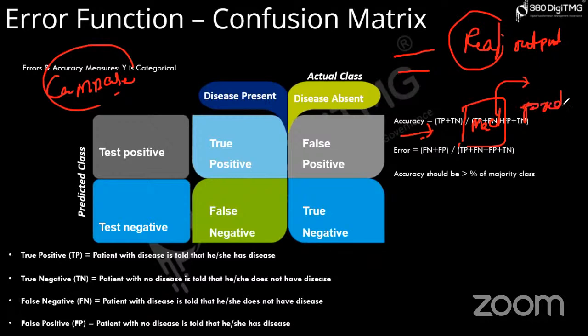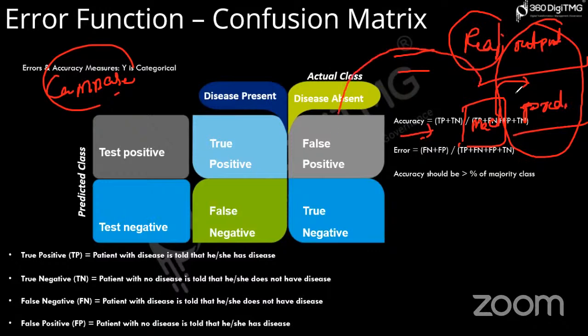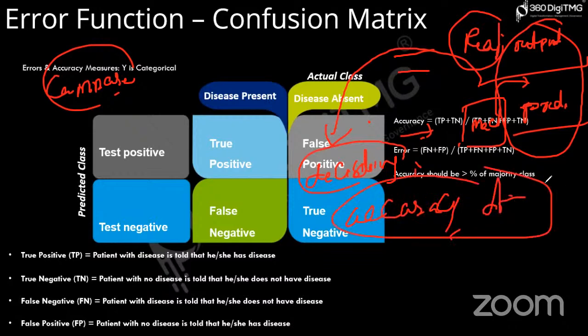So in order to check the accuracy, we have to compare the real outputs and the predicted outputs. Based on that comparison only, we will be deciding the accuracy of the classification. How are we going to do that? We'll see.